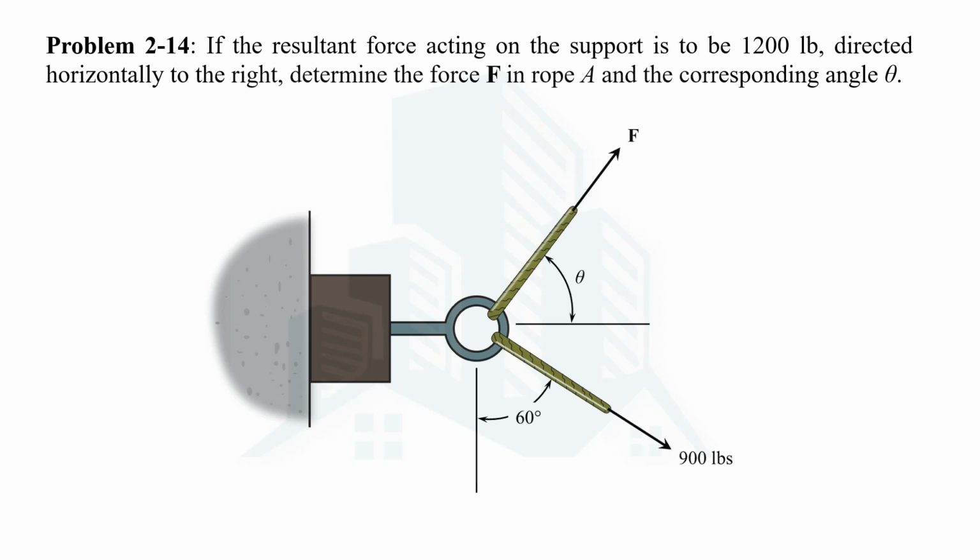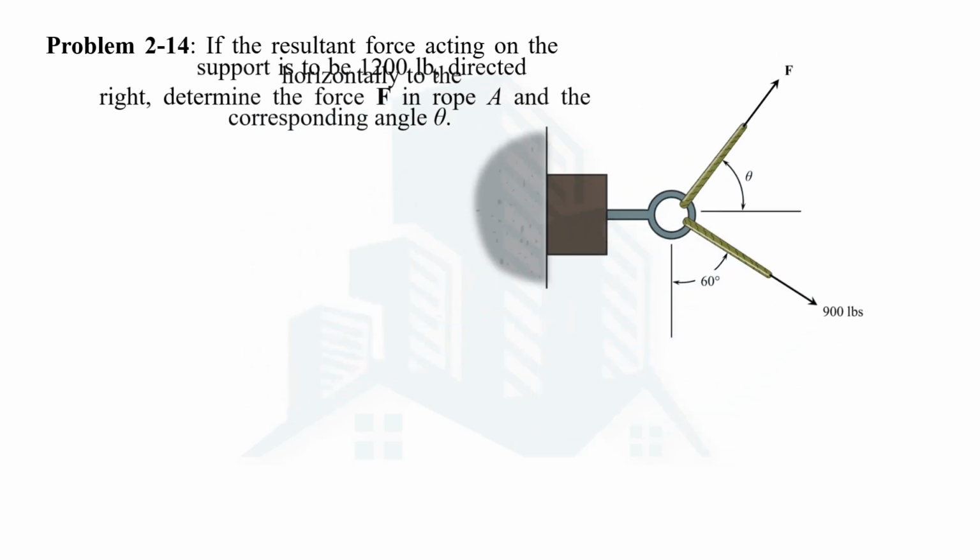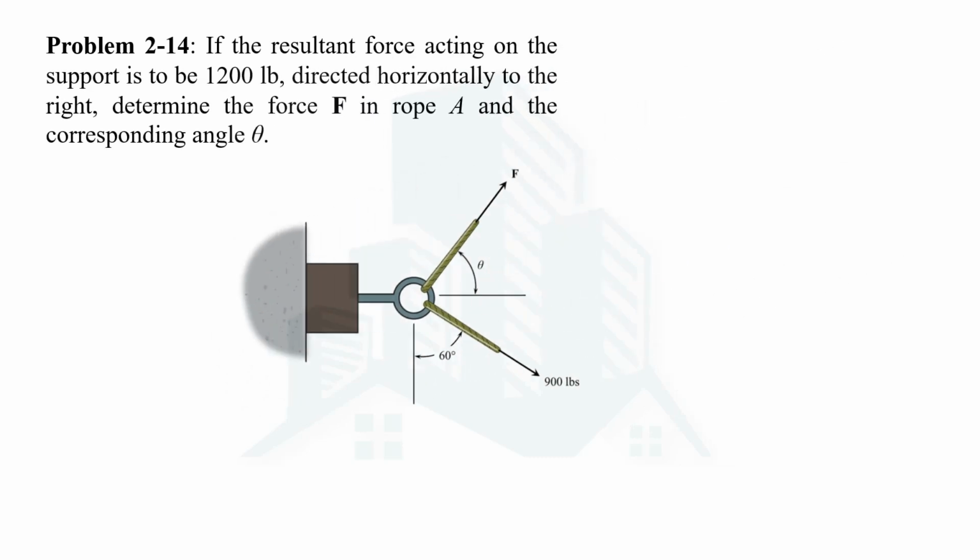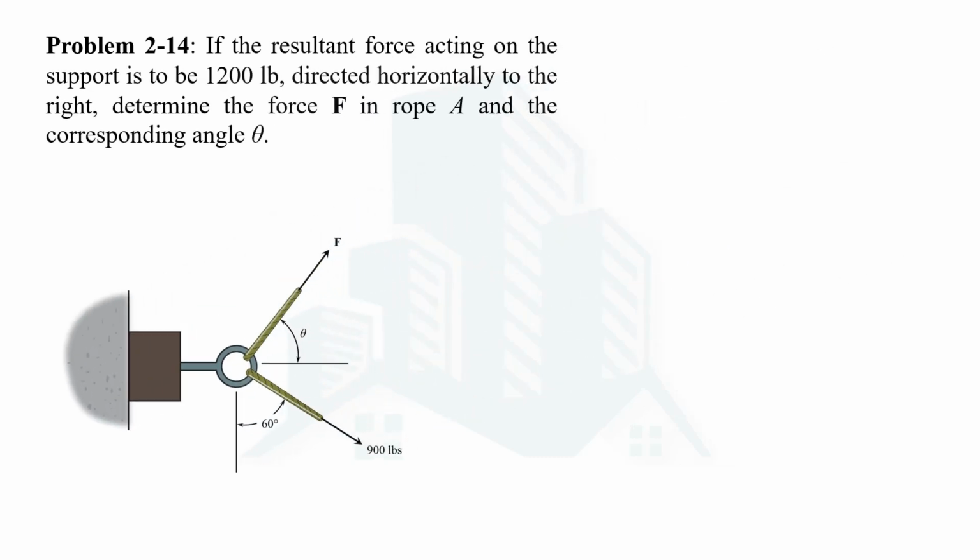So in this problem, we are being asked to determine the magnitude of force F which is acting on rope A and also its angle theta. We are being given that the resultant force caused by these two forces, 900-pound force and F force, is directed horizontally to the right. It means the resultant would be in this direction. So let's start solving this problem considering the body on which these forces are acting.